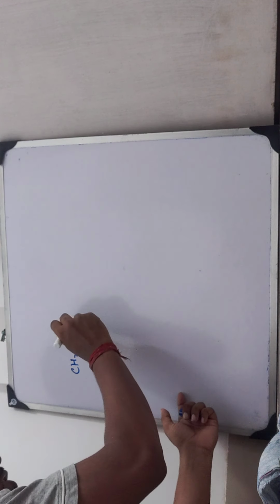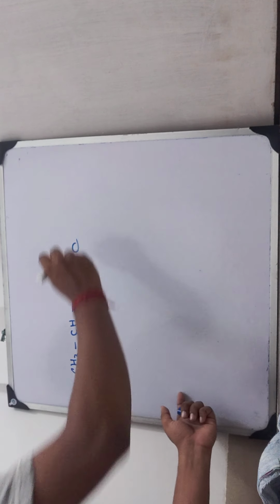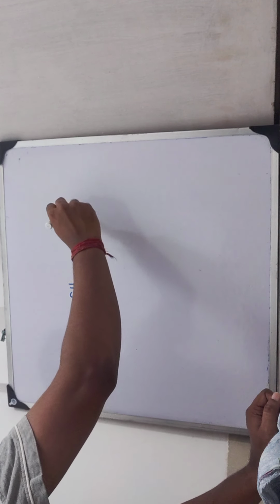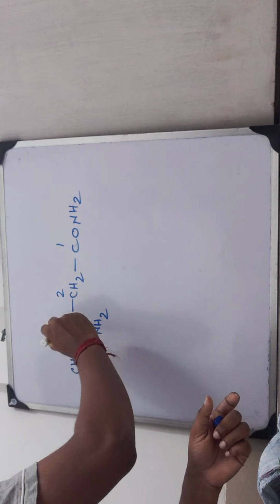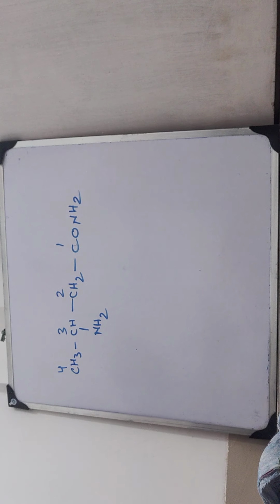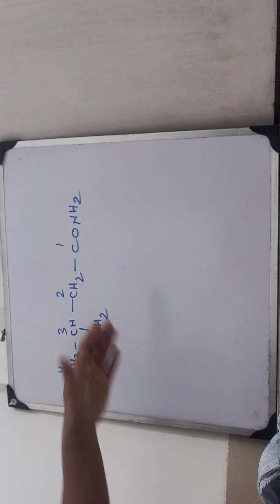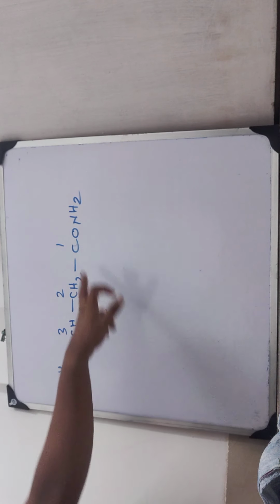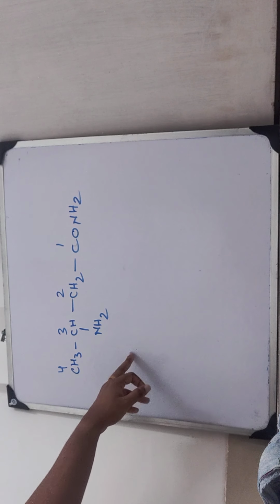This one, CH3 CH NH2 CH2 C CONH2. It is simple that the numbering should be 1, 2, 3, 4. Now the question is, what is the suffix of CONH2 and what is the prefix of NH2? Which one will be given greater priority? Obviously this one, and this one has lesser priority. The suffix will be used for this one and the prefix will be used for this one.